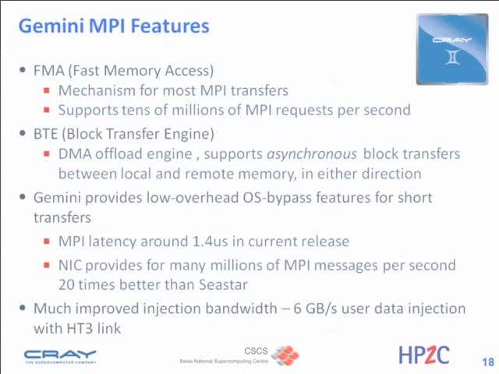Gemini features, there are two things that you need to understand. Of course, they are transparent to you. Again, as I said before, if you want to program in a normal, standard way, you don't need to know these things. If you want to improve the communication, then you need to be aware of some things going on here. There are two mechanisms to transfer data between nodes in Gemini. The first mechanism is called fast memory access. It's what is used by default by most MPI transfers. It supports tens of millions of MPI requests per second, so it's very fast.